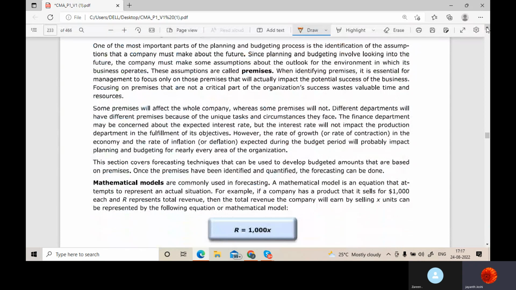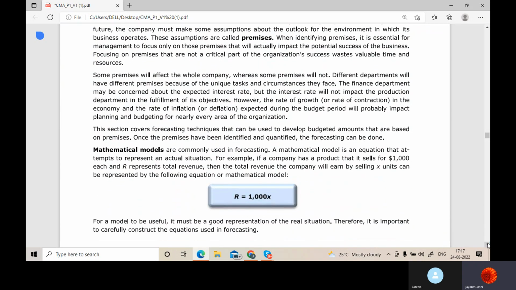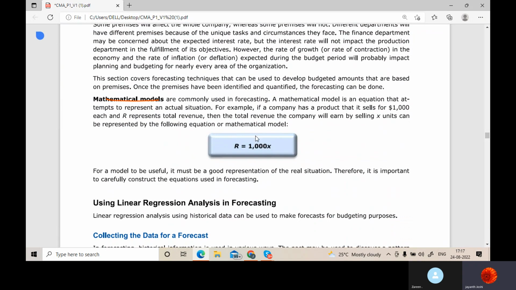Now, we are going into the next topic called forecasting technique. When I speak about forecasting technique, I'm speaking about future estimate or forecasting the future or predicting the future. Okay, the term can be used as predicting the future. So, if you want to predict the future, you can do that in the world of finance with some techniques called forecasting techniques. Okay, so we'll see some of the techniques here, and first we'll go for the mathematical model.